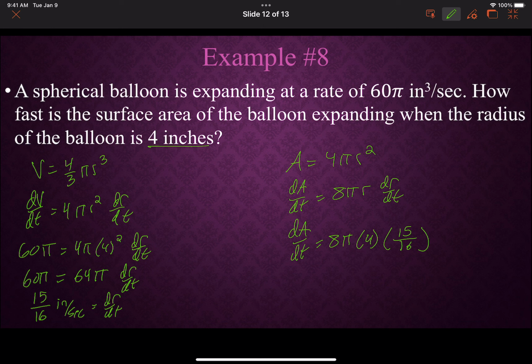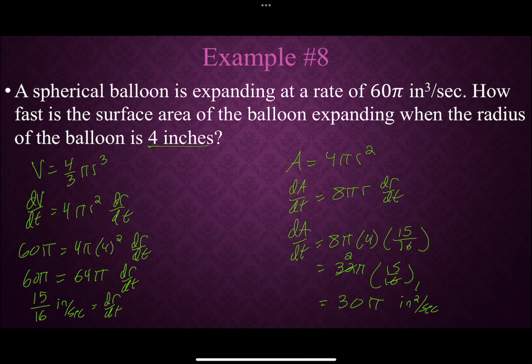The 8 times 4 is 32. So we have 32 pi times 15 over 16. So 32 and 16 reduce to 2 and 1, and we get 30 pi. It's an area, so it'd be inches squared per second. And that's how the surface area is changing. It's expanding at 30 pi inches squared per second.